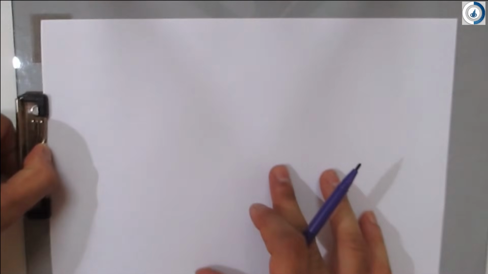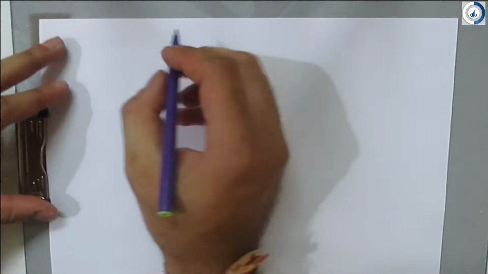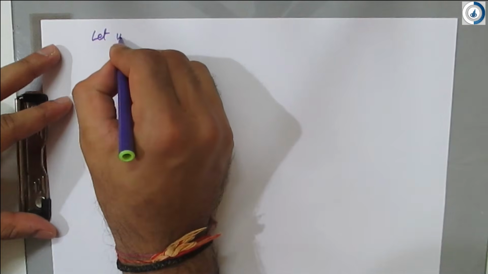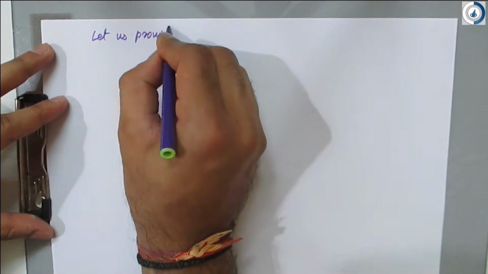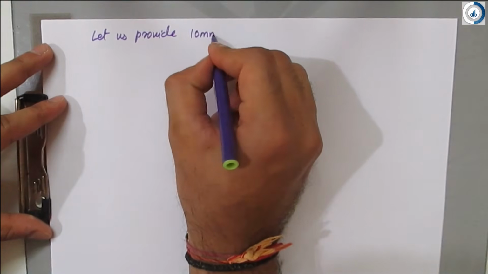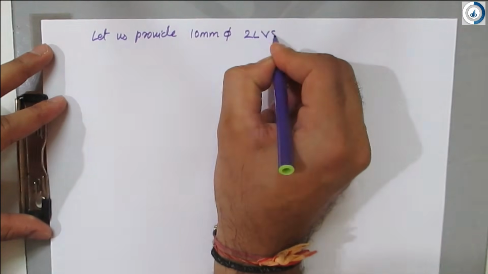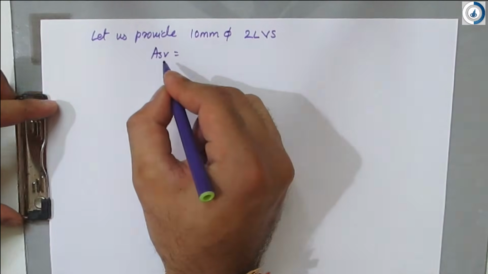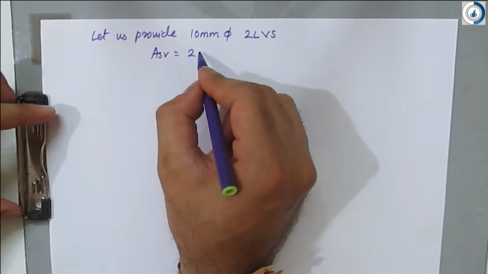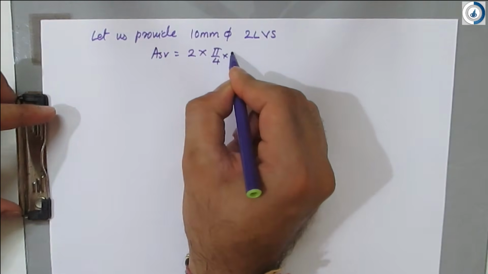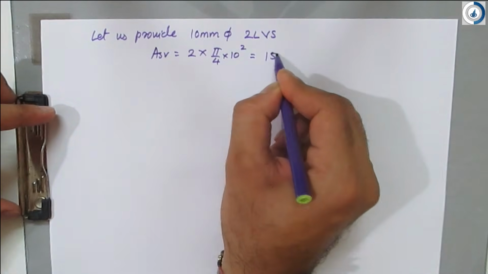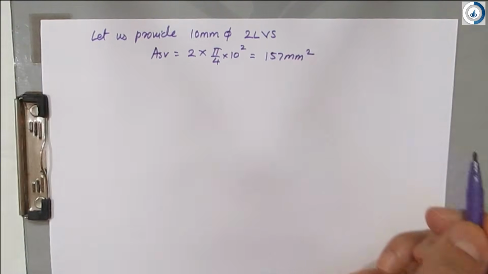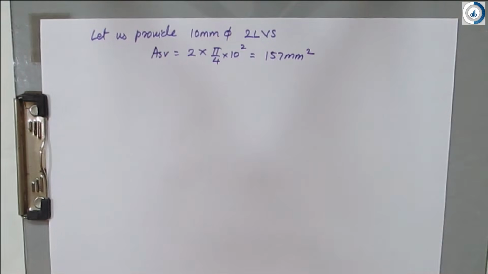Now you have to select how many legged stirrups to use, and you have to select the diameter. Let us provide 10 mm diameter, 2-legged vertical stirrups, that is 2 LVS. So ASV, the area of 2-legged vertical stirrups, is 2 into pi by 4 into 10 square. So this comes out to be 157 mm square. So this is the area of vertical stirrup. And again you have to go to page number 73.